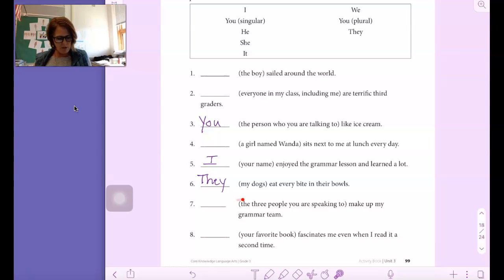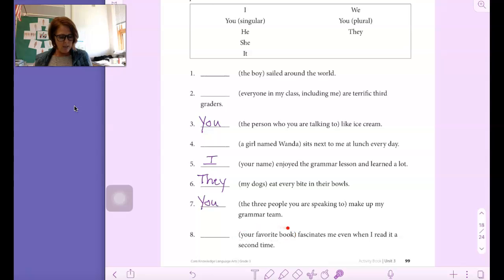Number 7, we're substituting the 3 people you are speaking to. So there's 3 people in front of me and I'm talking to them. Make up my grammar team. Well, we can't use we because I'm not included in that. I'm talking to 3 other people. You make up my grammar team. I could say, you make up my grammar team, couldn't I? And I'm talking with them, so we use you. I would use they if I was telling someone else about them.